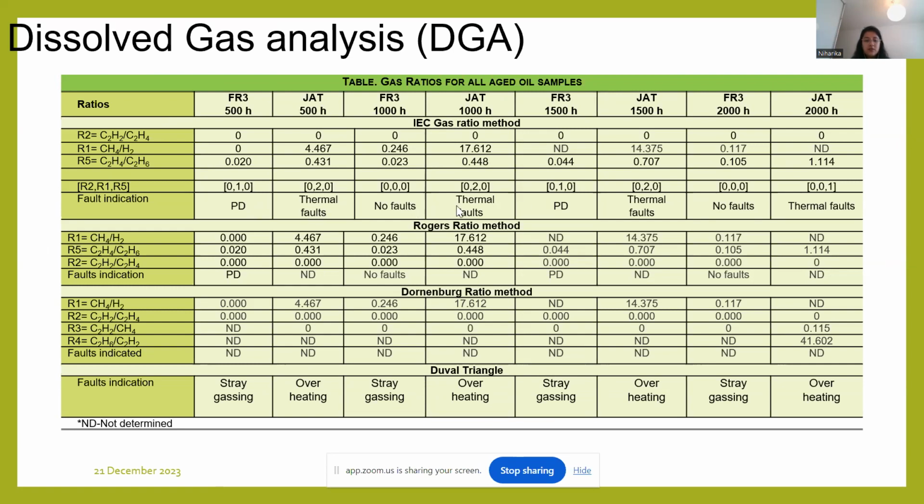It detected thermal faults in some cases of Jatropha, in some cases no faults for FR3, and in some cases it's PD. So all these ratio methods are not very accurate because sometimes they detect the faults and sometimes it's not proper. So till now, I think the dual triangle has been giving quite acceptable results when we consider dissolved gas analysis. It is one of the most important methods, and also the dual pentagon method, which is being used recently, can be used when we are talking about dissolved gas analysis.